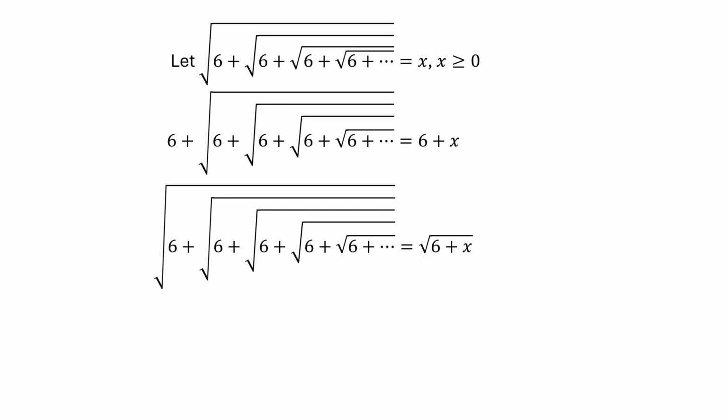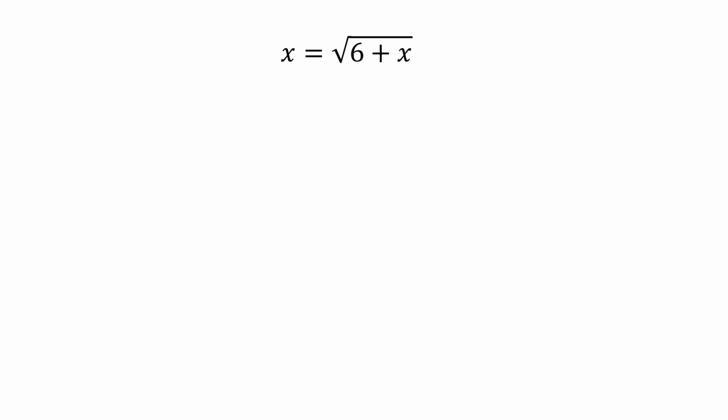So that expression on the left there is actually just equal to what we started with, which is x. Now I have x equals the square root of 6 plus x, and this is much easier to handle. So giving us a little bit more space, I'll solve this pretty basic equation. What I need to do is square both sides. That cancels out the square root, and I'm left with x squared equals 6 plus x.